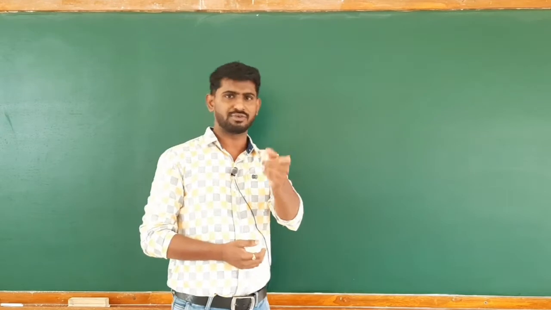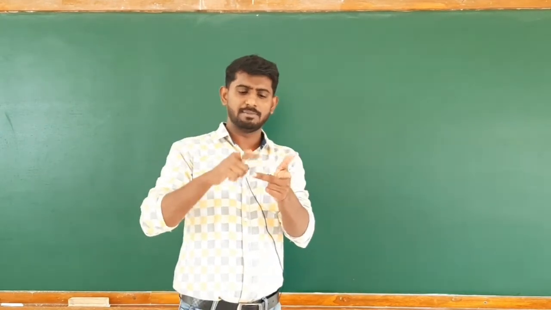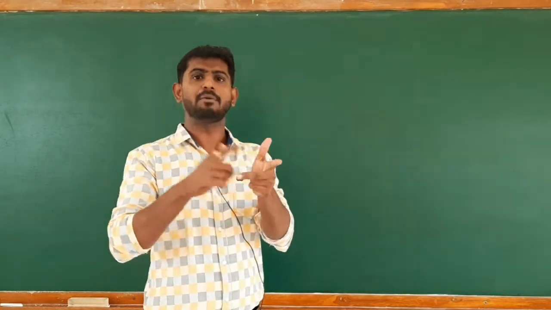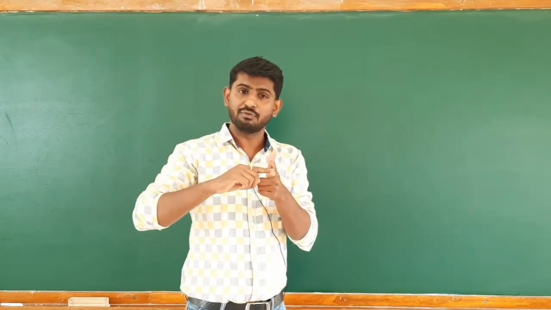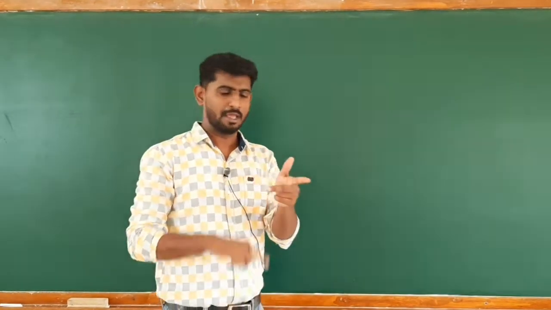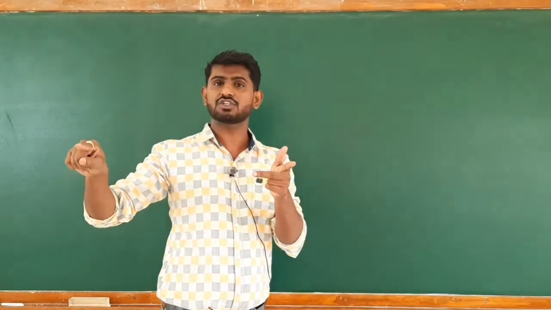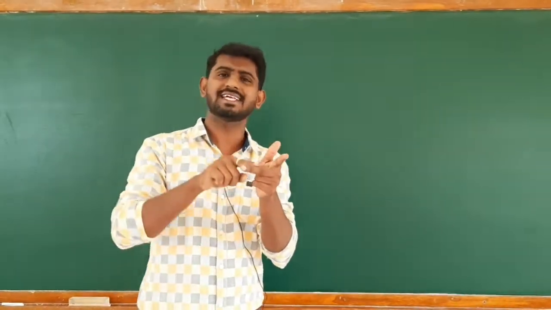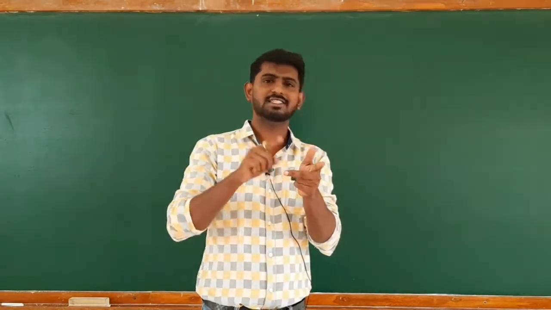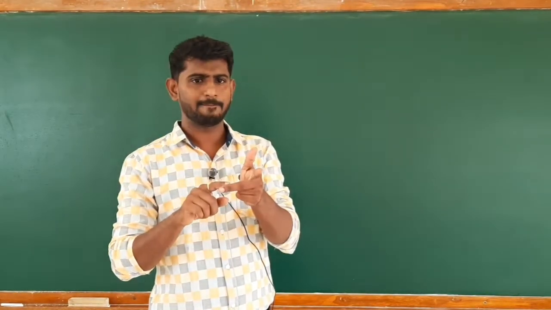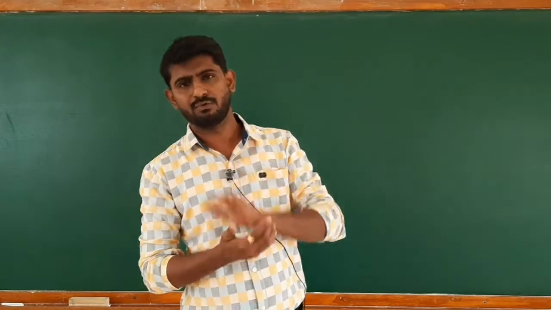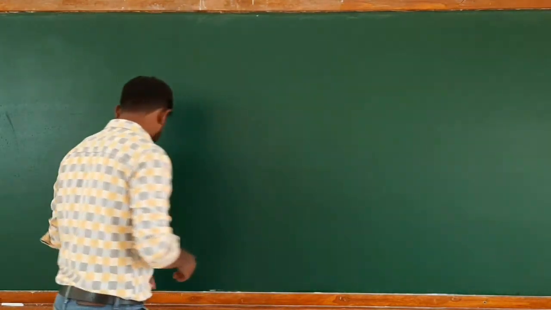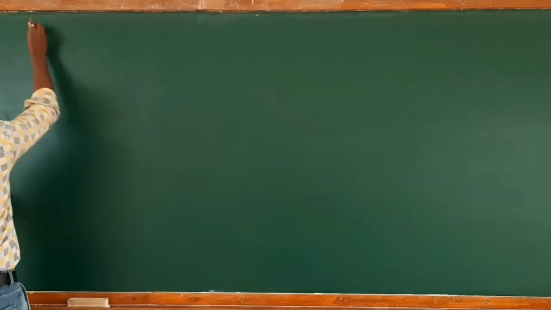So we should stretch our fingers, forefinger, middle finger and the thumb, perpendicular to each other. The forefinger indicates the magnetic field, the middle finger indicates the direction of motion of charge, or you can say the current, because current is the motion of the charged particle, and the thumb indicates the direction of magnetic force. Okay, so today we discuss motion of charged particles.